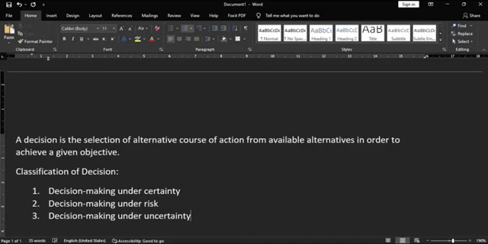Again, a decision made with full knowledge of the occurrence of an event is said to be decision under certainty. In this situation, the decision maker knows what the stated value of the payoff is expected to be. In a nutshell, that's what that is all about.